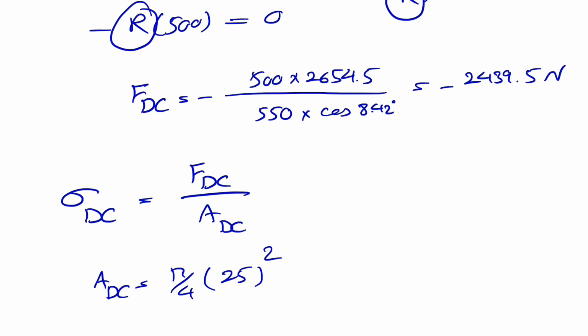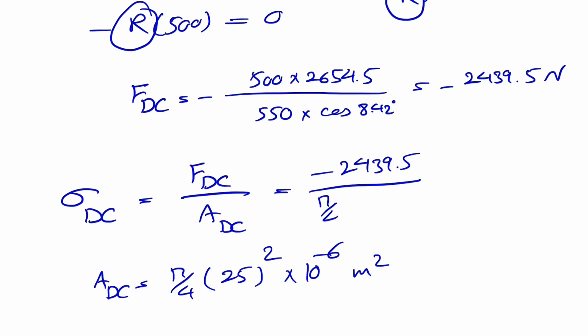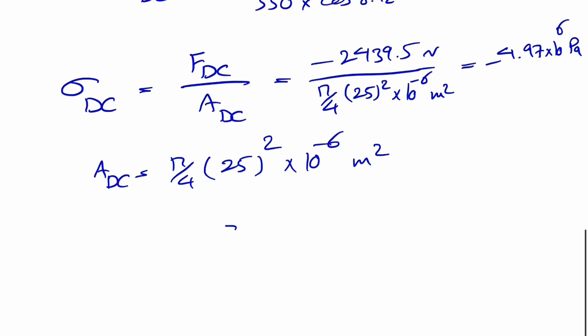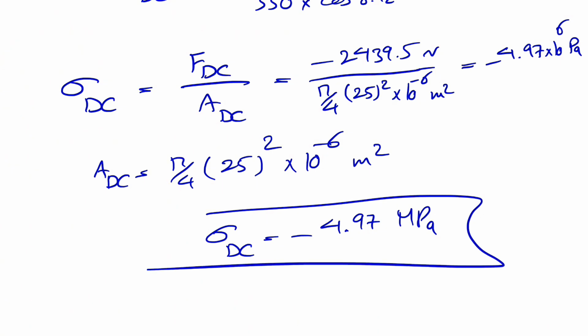That's going to give us the area, and in order to get it in meters, we multiply by 10 to the minus 6 to get meter squared. Here we have minus 2439.5 over pi over 4, 25 squared times 10 to the minus 6, in newtons per meter squared, and the final answer will be in pascals, which will be minus 4.97 times 10 to the 6 pascals. If we want to write it in megapascal units, it will be minus 4.97 megapascal, which would be the final answer for this question.